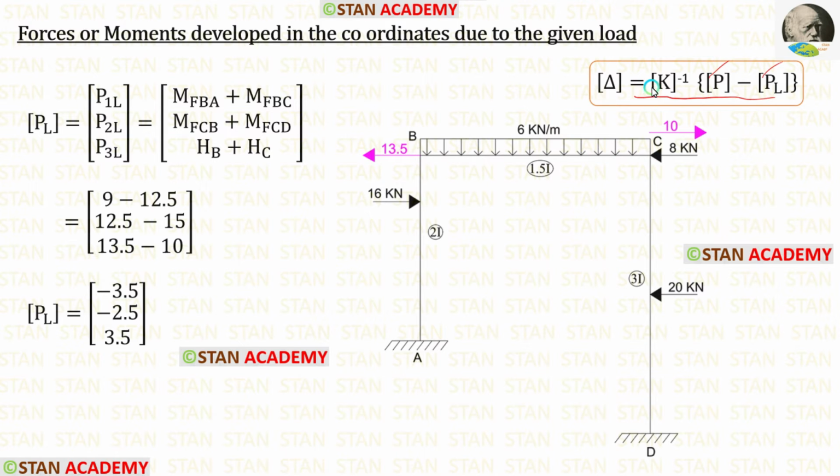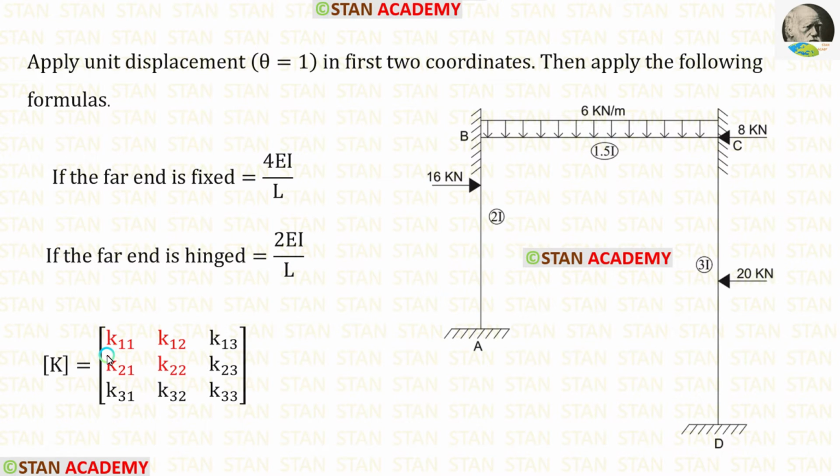Now we are going to find the stiffness matrix. In the stiffness matrix, first we are going to find these four values. For that, we have to apply unit displacement in the first two coordinates. Then we can use the formulas. If the far end is fixed, the formula is 4EI upon L. If the far end is hinged, the formula is 2EI upon L. We have to apply the unit displacement in the fully restrained structure.